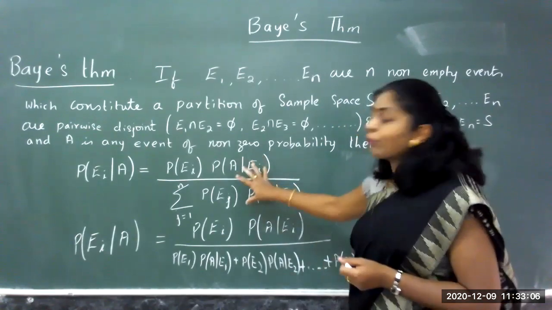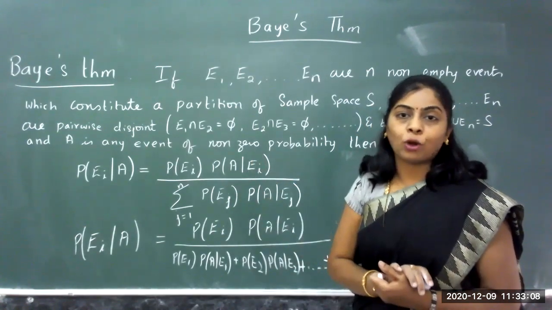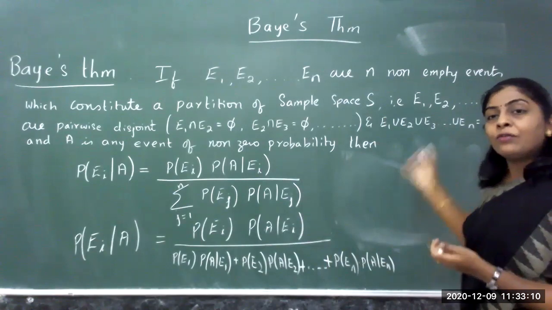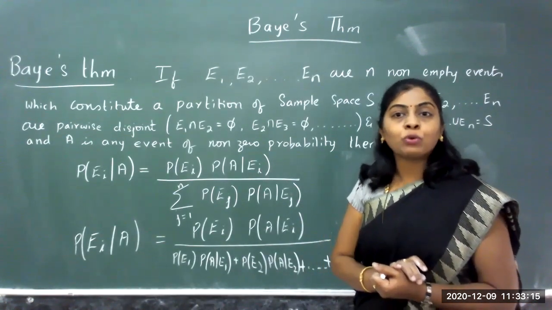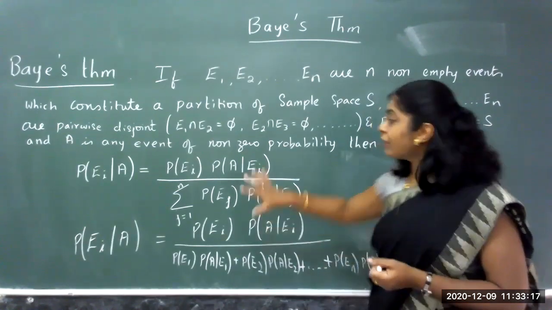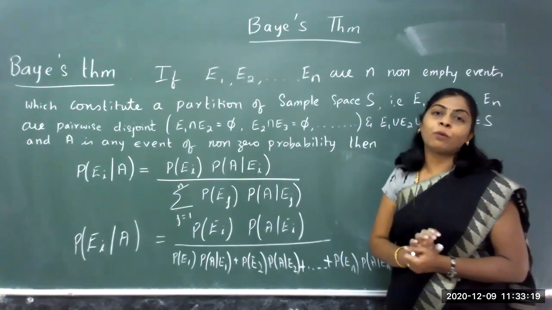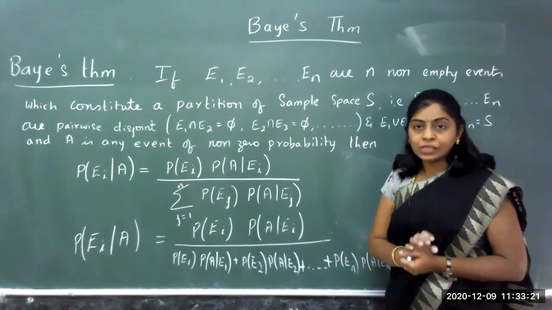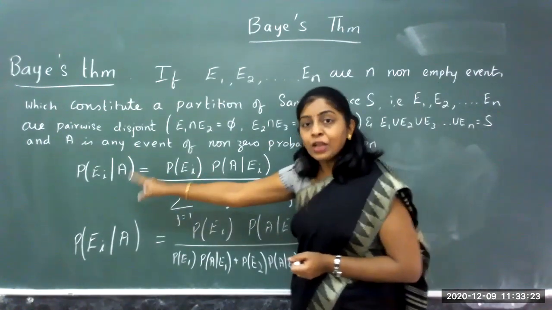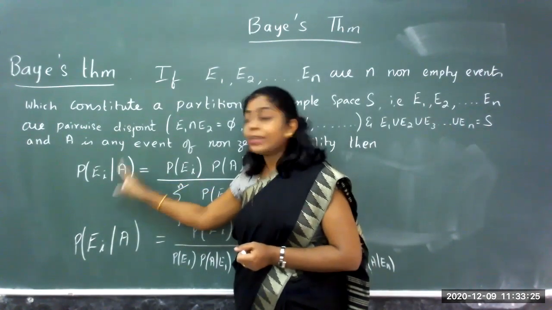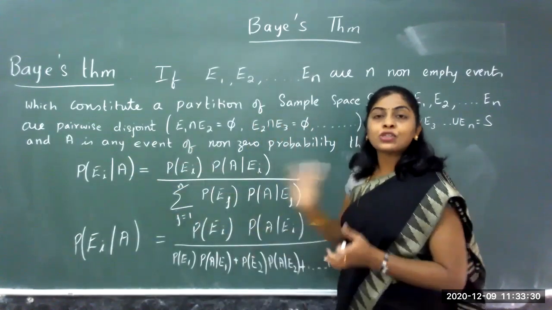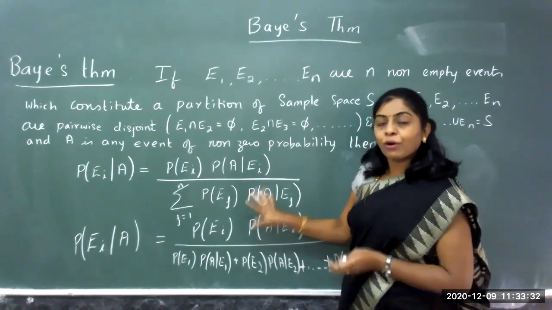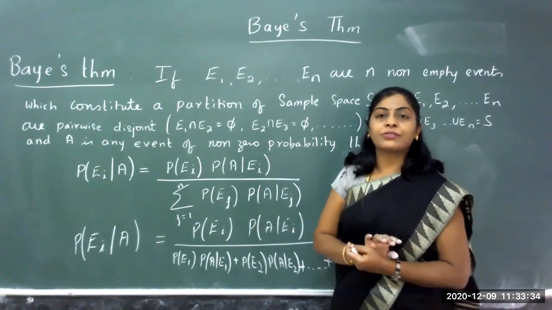So using this formula, let us work out a few problems. As I gave you an example, we will consider a few more problems, and you will learn how to use Bayes' theorem. This is the formula you have to remember. Whichever event they ask about, you consider that event A has already occurred, and then the reverse of that has to be used. So remember this formula, we will use it in the problems.